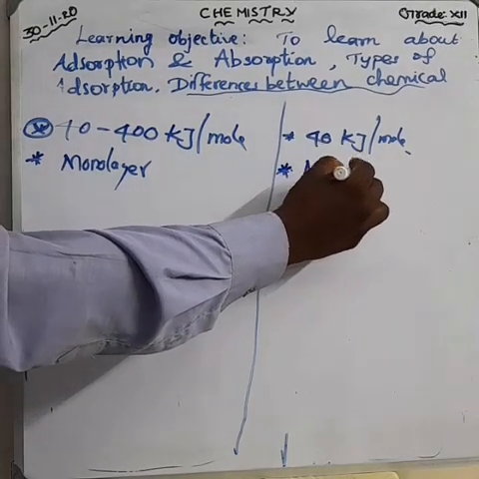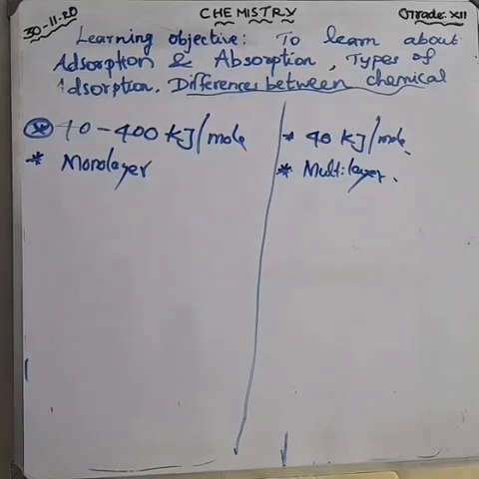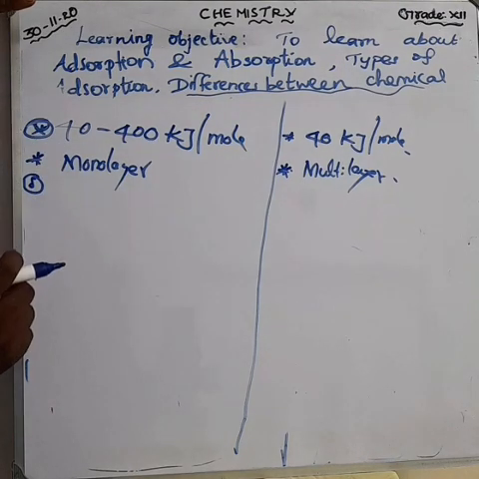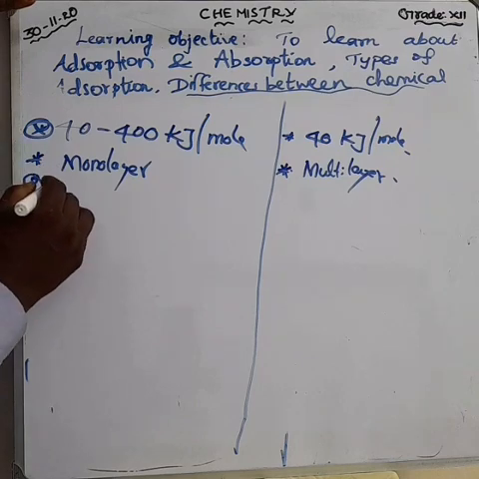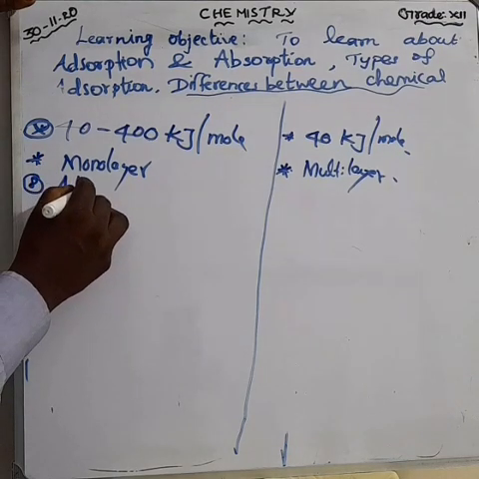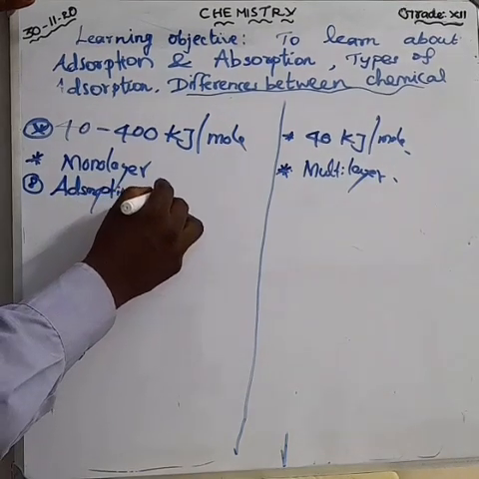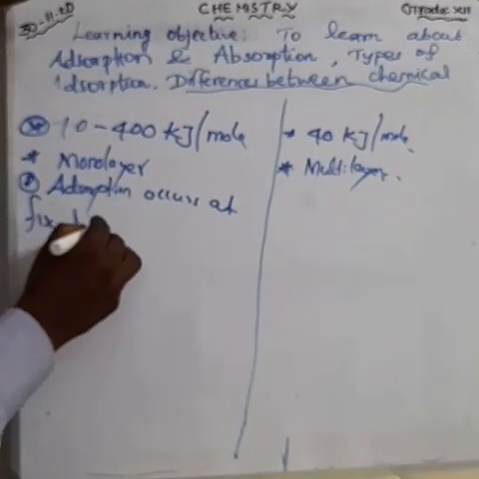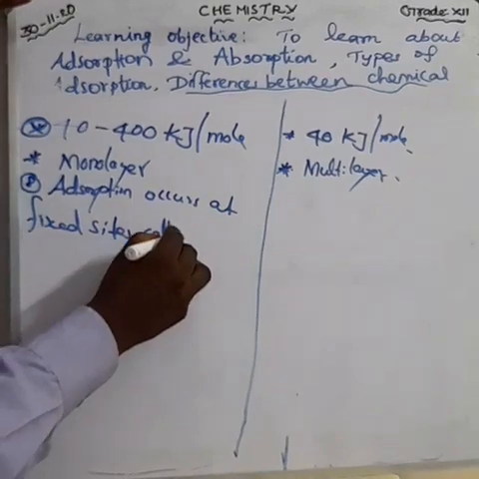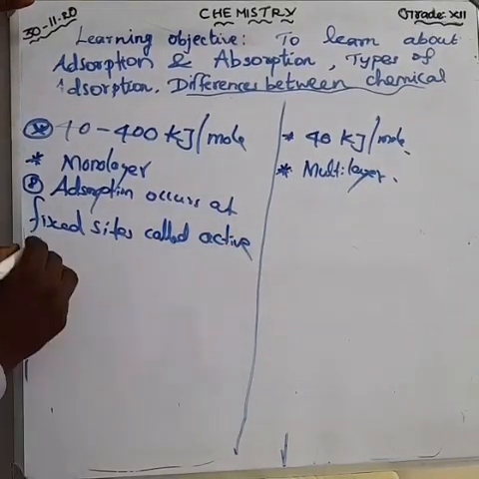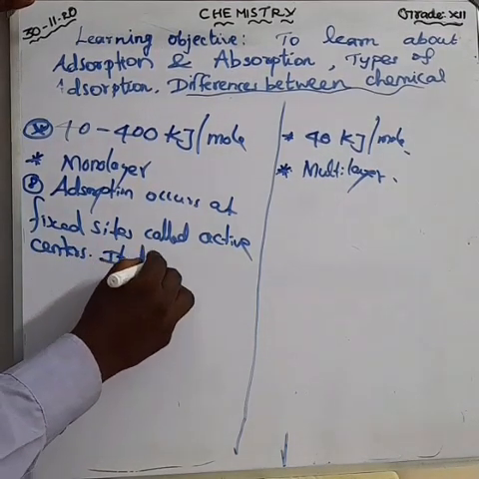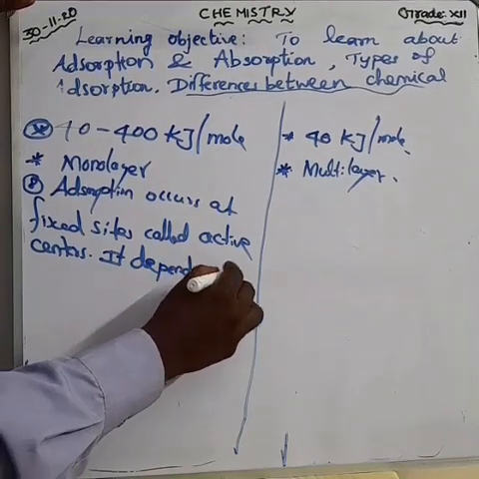What is meant by multi? Multi means many layers. And here is the eighth point. Adsorption occurs at a fixed site called active centers. Don't forget that. It depends upon surface area.